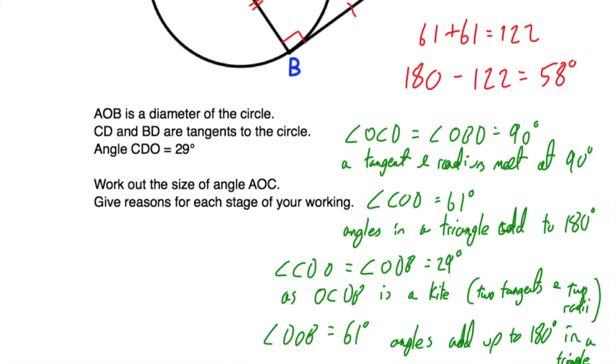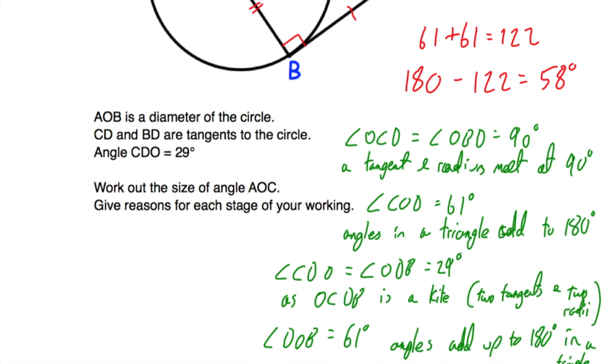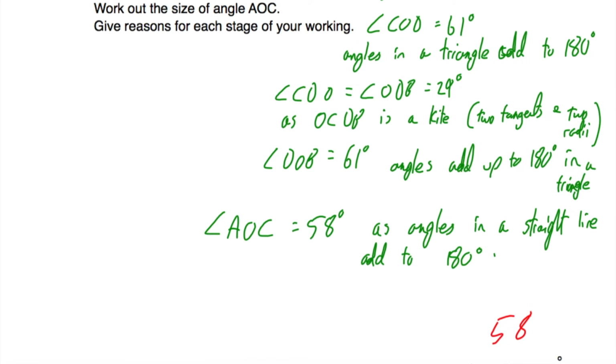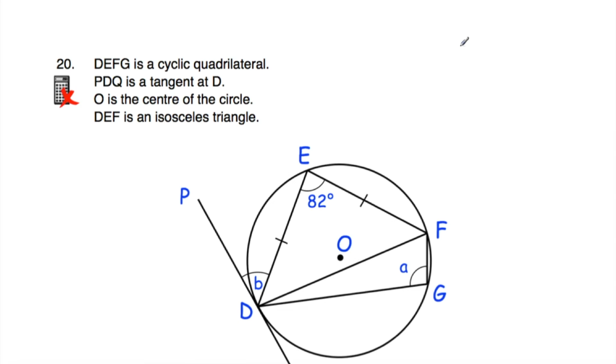Now, whenever you're doing a question like this, you may have done things in a slightly different order, but that's how I approached it. And we found the size of angle AOC was 58 degrees. Okay, let's have a look at our next question, question number 20.